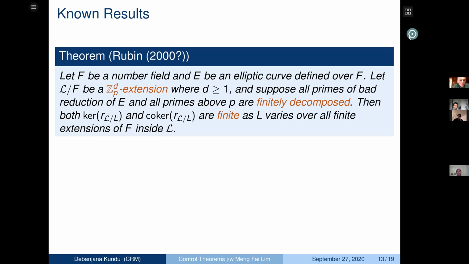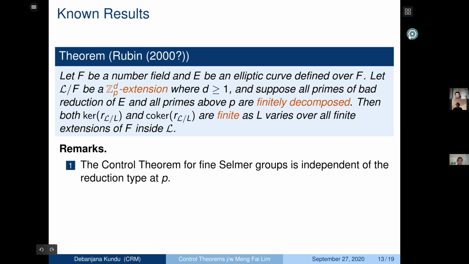What I should mention is that there are lots of Z_p extensions, not just Z_p^d extensions, where it is known that this condition does not hold. So his result was not for all Z_p^d extensions; there are examples where this condition does not hold. But you should still keep in mind that this result is independent of the reduction type at p. So there is no ordinary assumption, unlike in the control theorem of Mazur and Greenberg.